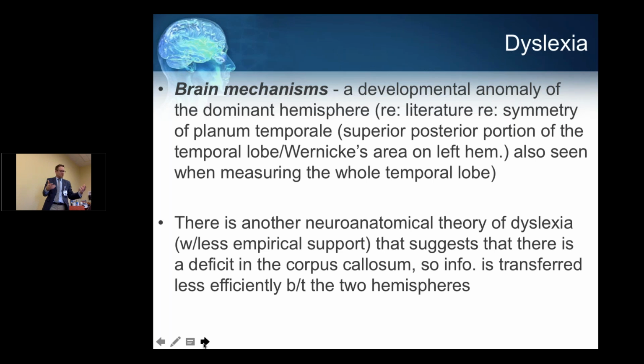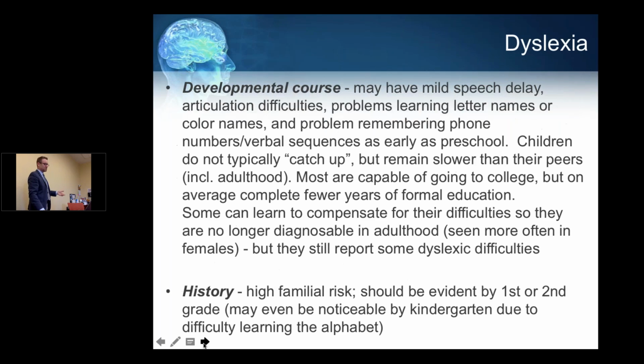But so when I talk about these things, the development of those areas isn't what it's supposed to be, particularly in that area around Wernicke's, right there, in that juncture. There's some evidence to say that the interconnections between the 2 hemispheres may not be as good. So spatial stuff on this side isn't matching up with language stuff on this side, but that's definitely less supported by the literature.